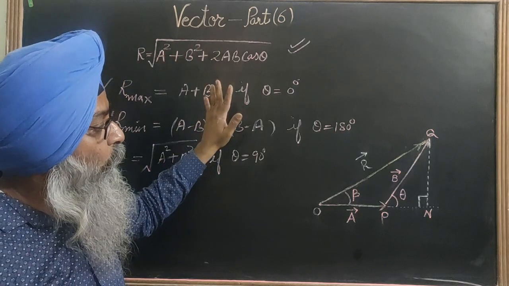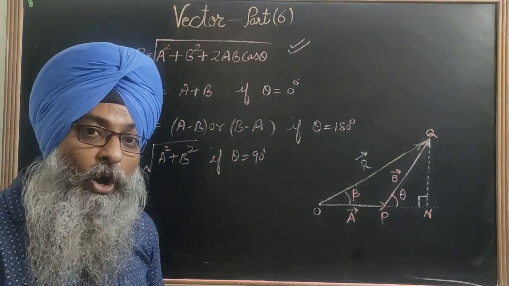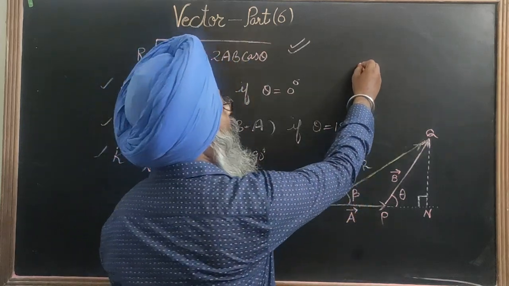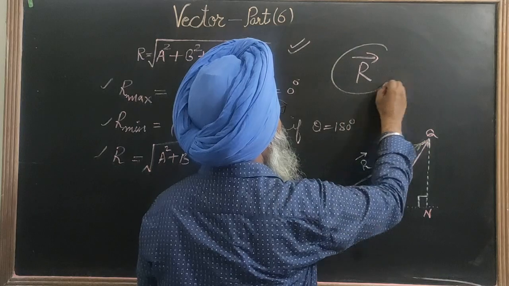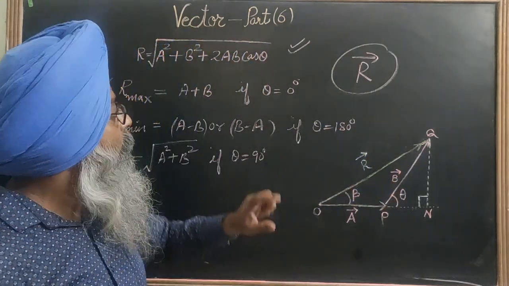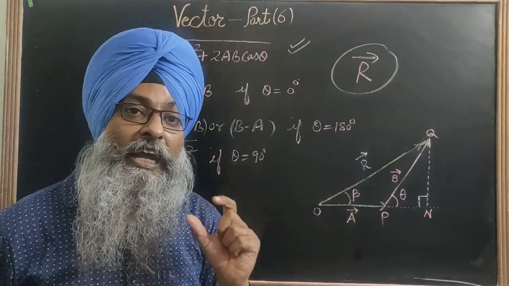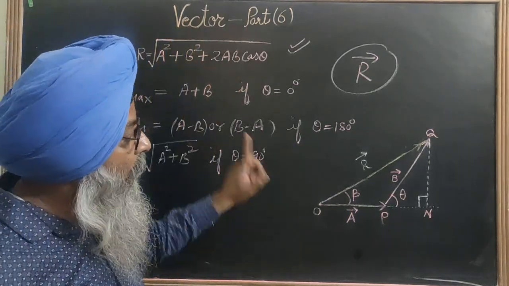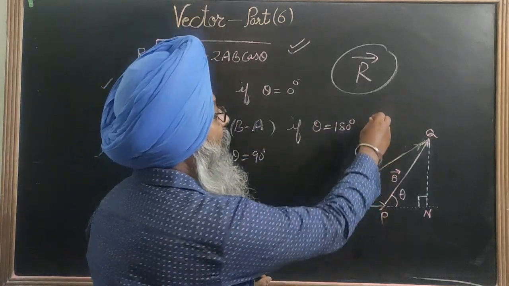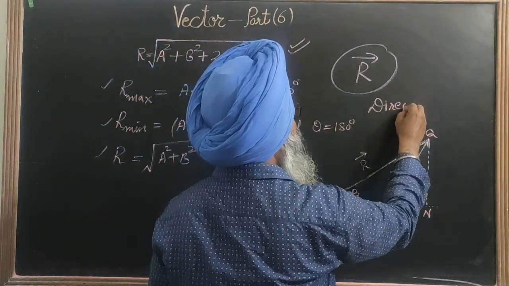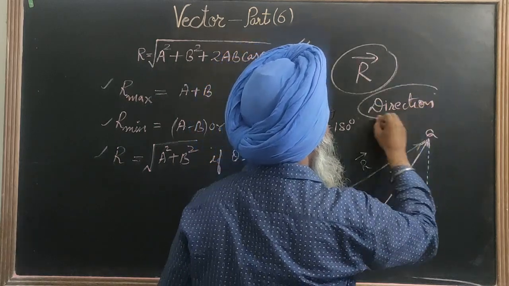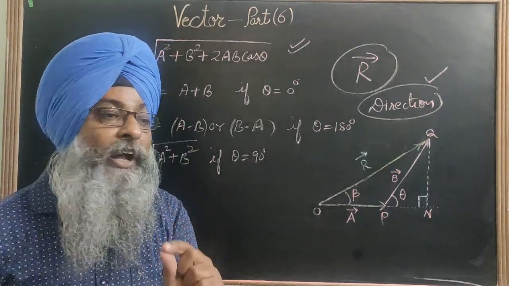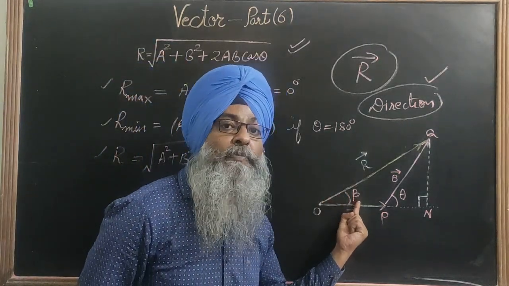Okay, now come to today's topic. Now we are going to find out the direction of the resultant vector. ये जो रिजल्टेंट वेक्टर है ये कंप्लीट तब होगा जब इसका मैग्नीट्यूड और इसकी डायरेक्शन जो है हमें पता होगी. मैग्नीट्यूड हमने निकाल लिया. Now we are going to find out the direction of the resultant vector. Now how to find the direction of the resultant vector? We will find it out with the help of this angle beta.